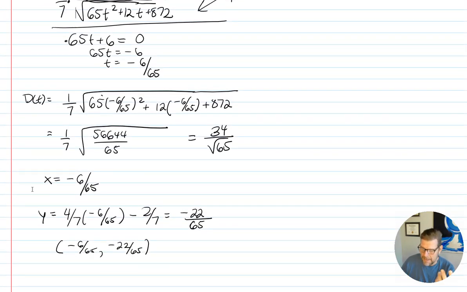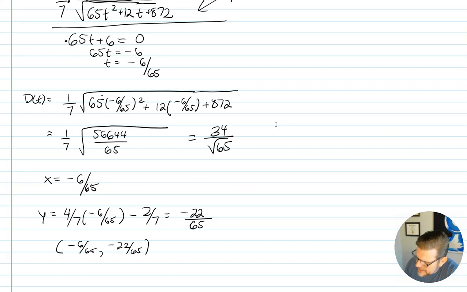x was equal to t, remember? So we've got negative 6 over 65 here. And then for y, I just plug t into the equation that I have for y, and what I get is negative 22 over 65. Again, this is just plug and chug, a little bit of algebra.